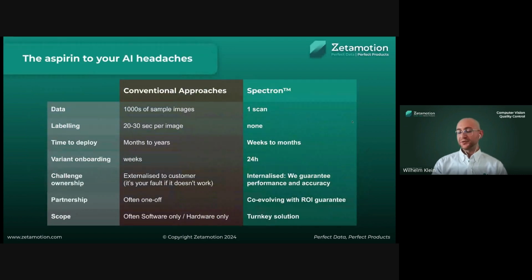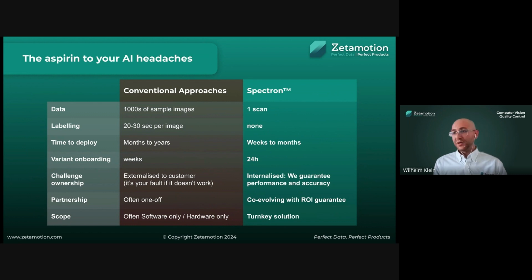So how do we differ, and why are we the aspirin to your headaches? In summary, where conventional approaches require thousands of sample images, we work off of one scan, right? Where usually each of these images would have to be labeled painstakingly. We don't require any of this kind of labeling. All we require is the kind of teaching you would do with a human in an actual conversation. You walk us through your samples. You walk us through the examples of the kind of defects that you have, right?